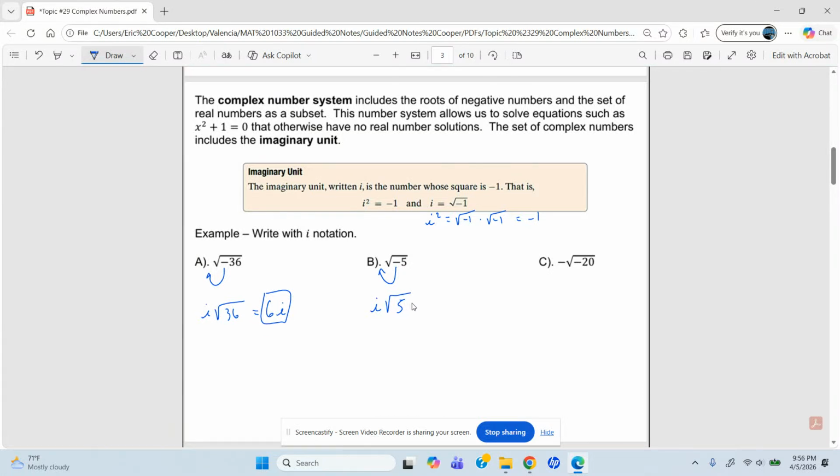In this case, the square root of 5 won't break down any further because the only things that multiply to 5 are 5 and 1. So this would be as far as I can go with this.